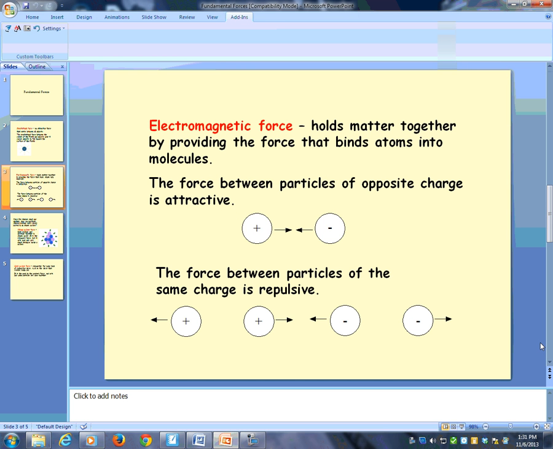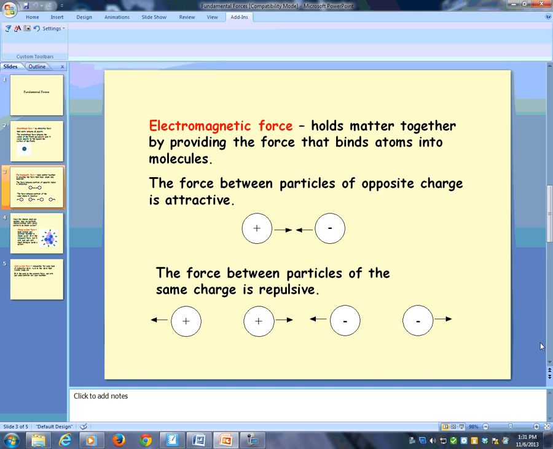Number two, electromagnetic force is the second fundamental force of nature. It holds matter together by providing the force that binds atoms into molecules. I'll pick on Ryan this time because he did volunteer earlier. Ryan's atoms are being held together by an electromagnetic force. Keeps him together, so to speak. Maybe sometimes it doesn't work so well. Sometimes they fail. Okay, so the electromagnetic force is what holds matter together.